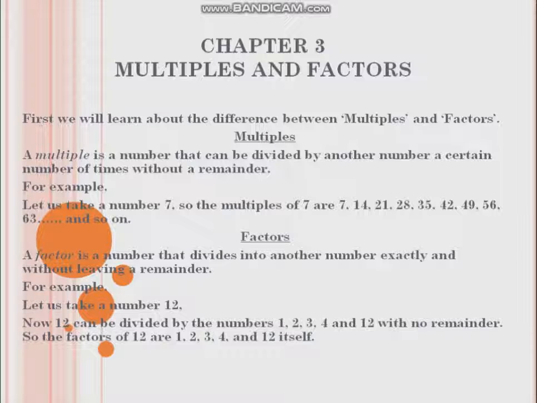Suppose I want to check whether 3 is a factor of 12 or not. So what I can do is divide the number 12 by 3. So 3 4s are 12, right? And the remainder is 0. So that means 3 is a factor of 12.